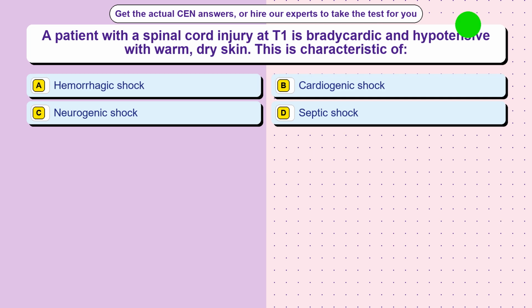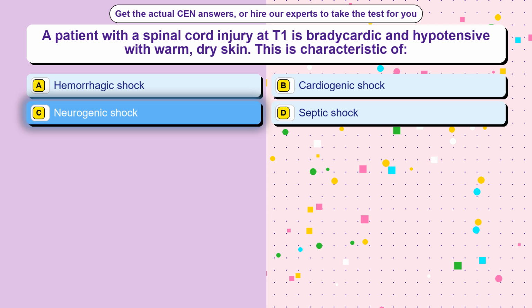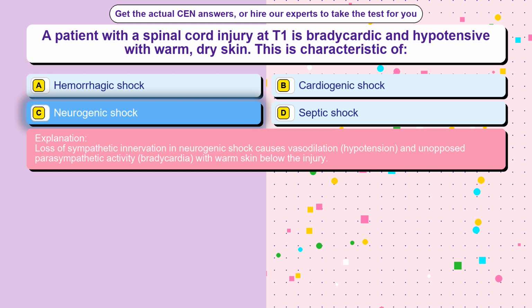Question 92. A patient with a spinal cord injury at T1 is bradycardic and hypotensive with warm, dry skin. This is characteristic of Option A, hemorrhagic shock, Option B, cardiogenic shock, Option C, neurogenic shock, Option D, septic shock. The correct answer is Option C, neurogenic shock. Loss of sympathetic innervation in neurogenic shock causes vasodilation, hypotension, and unopposed parasympathetic activity, bradycardia, with warm skin below the injury.